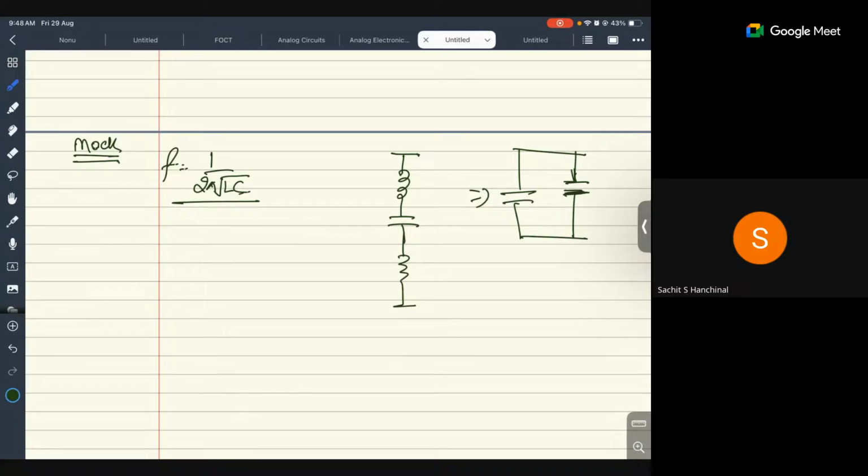Now if this capacitor works at that frequency, what is the impedance at that frequency? It is R, because you know the resonant frequency occurs when omega L is equal to 1 upon omega C. That means the impedance of the inductor is equal to the impedance of the capacitor, and both have a 90-degree phase shift, so they cancel each other out. So at that frequency, the impedance is just the resistance. This is question number two.